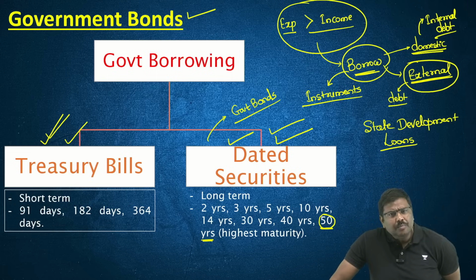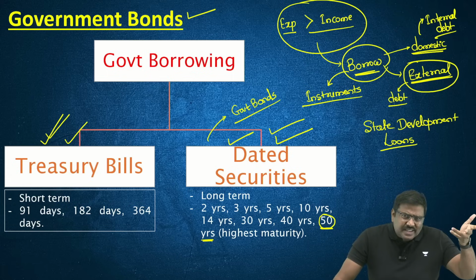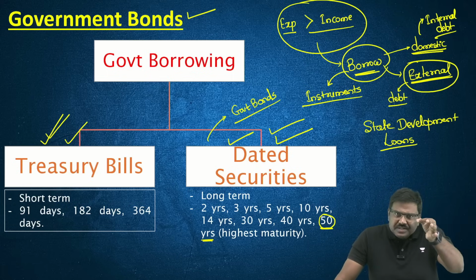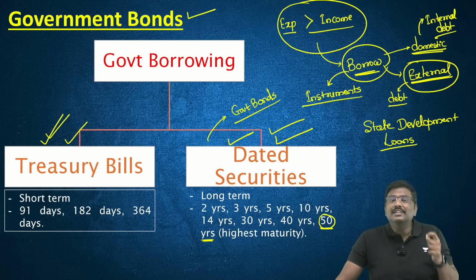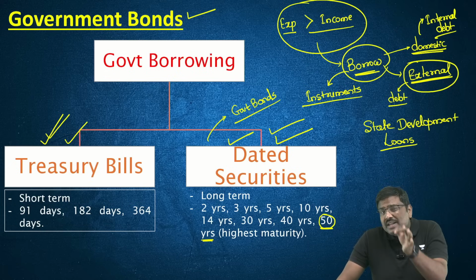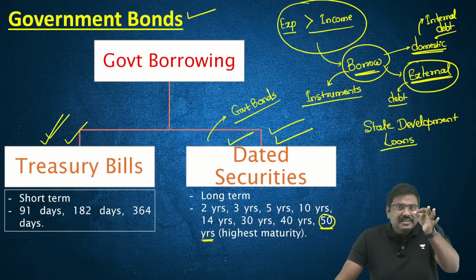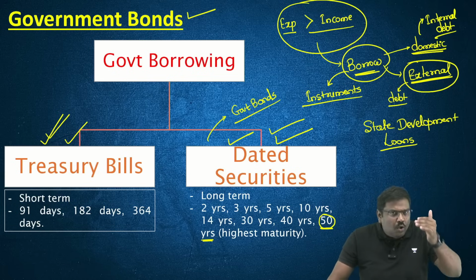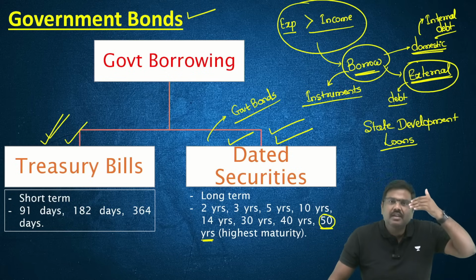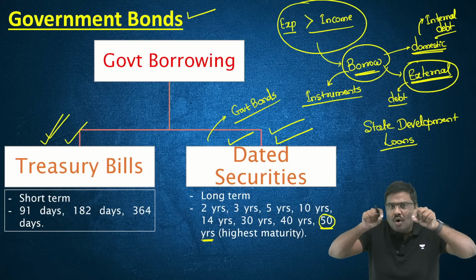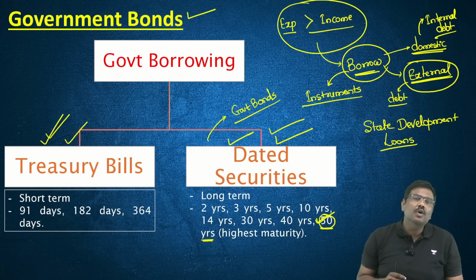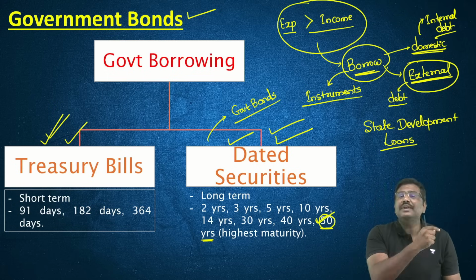Why did government of India introduce this kind of a 50-year bond? Was anybody asking for these kind of bonds? Answer is yes. There are certain investors in the market who are called long-term investors. Insurance companies, pension companies, these are long-term investors. They prefer to invest in securities which have a longer duration. And that is the reason Government of India has issued 50-year government bonds in the year 2023.